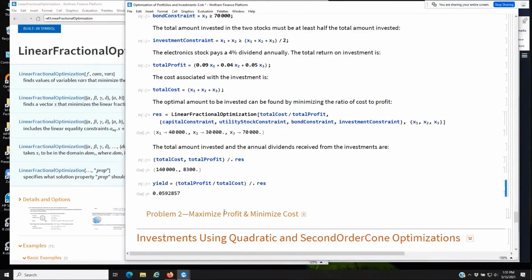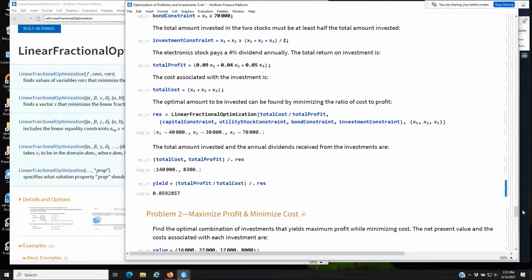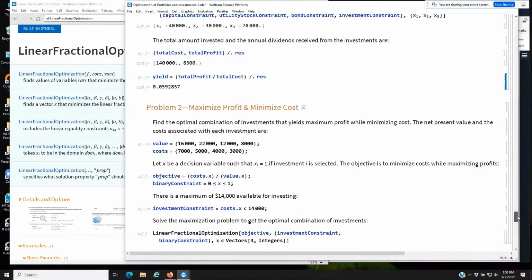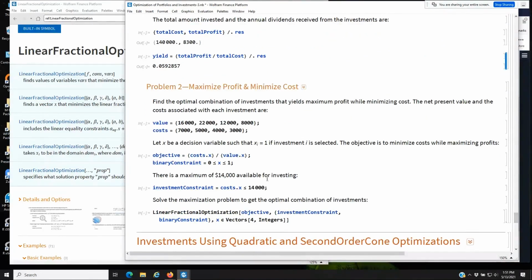Okay, so we're getting an almost 6% return on that. Let's introduce an additional constraint, so we are basically going to express the whole thing now again, but put it back into vectors. Find the optimal combination of investments that yield a maximum profit, minimizing cost. We've got the net present value and the cost associated with our 4 investments. We're going to solve this problem using a decision variable.